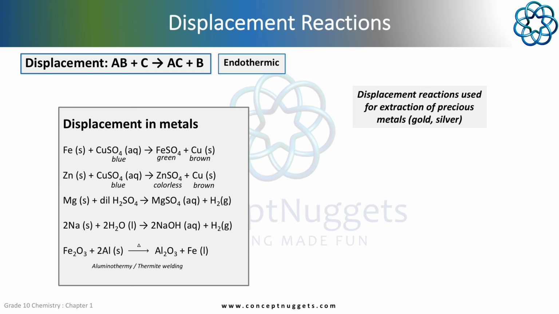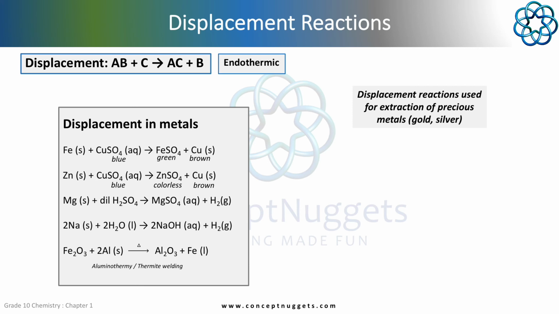Displacement reactions are used for extraction of precious metals, gold, silver. This is done by dissolving their ore in sodium cyanide solution, and adding granulated zinc particles. In the reaction, the less reactive, gold, silver, are displaced from their respective ores.